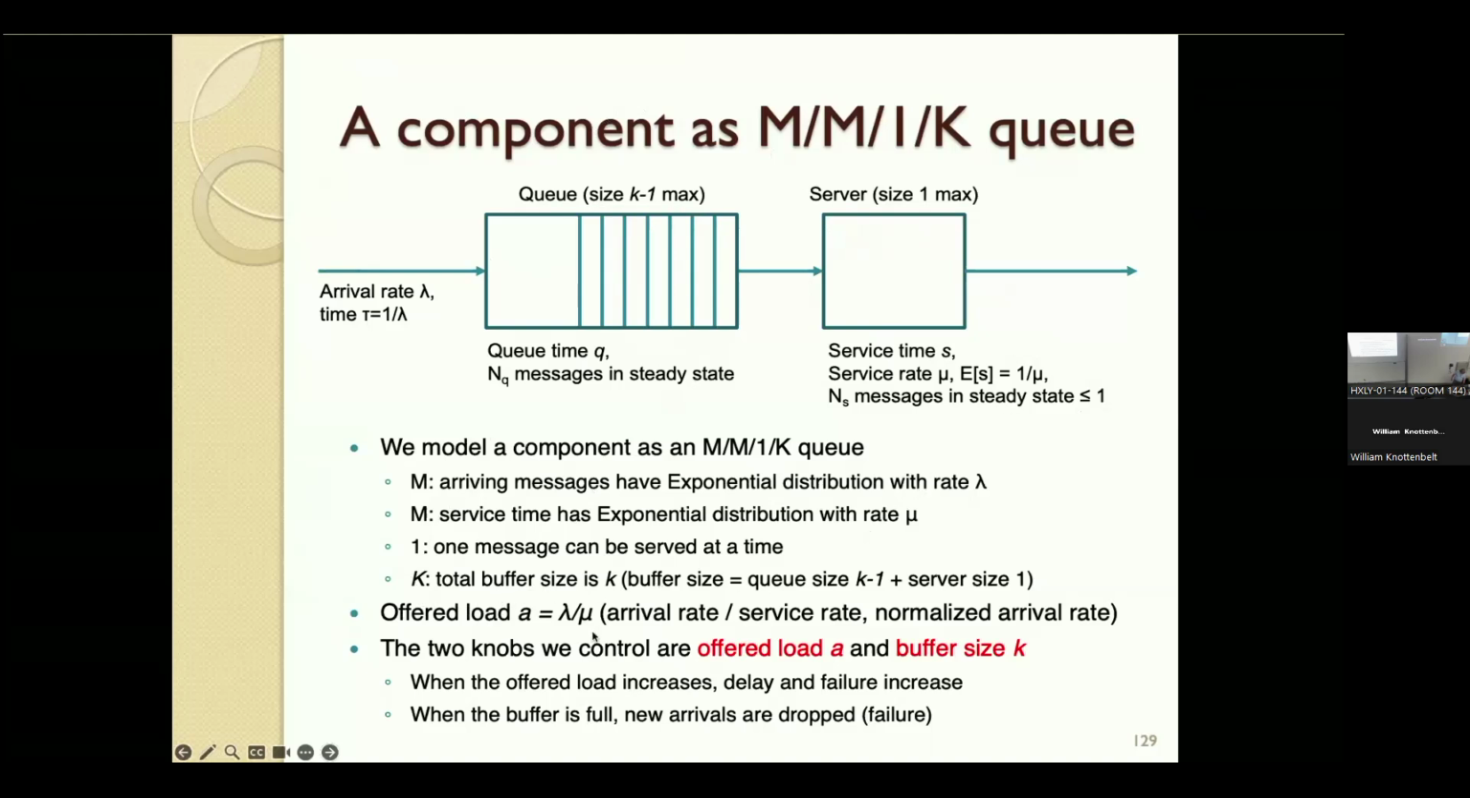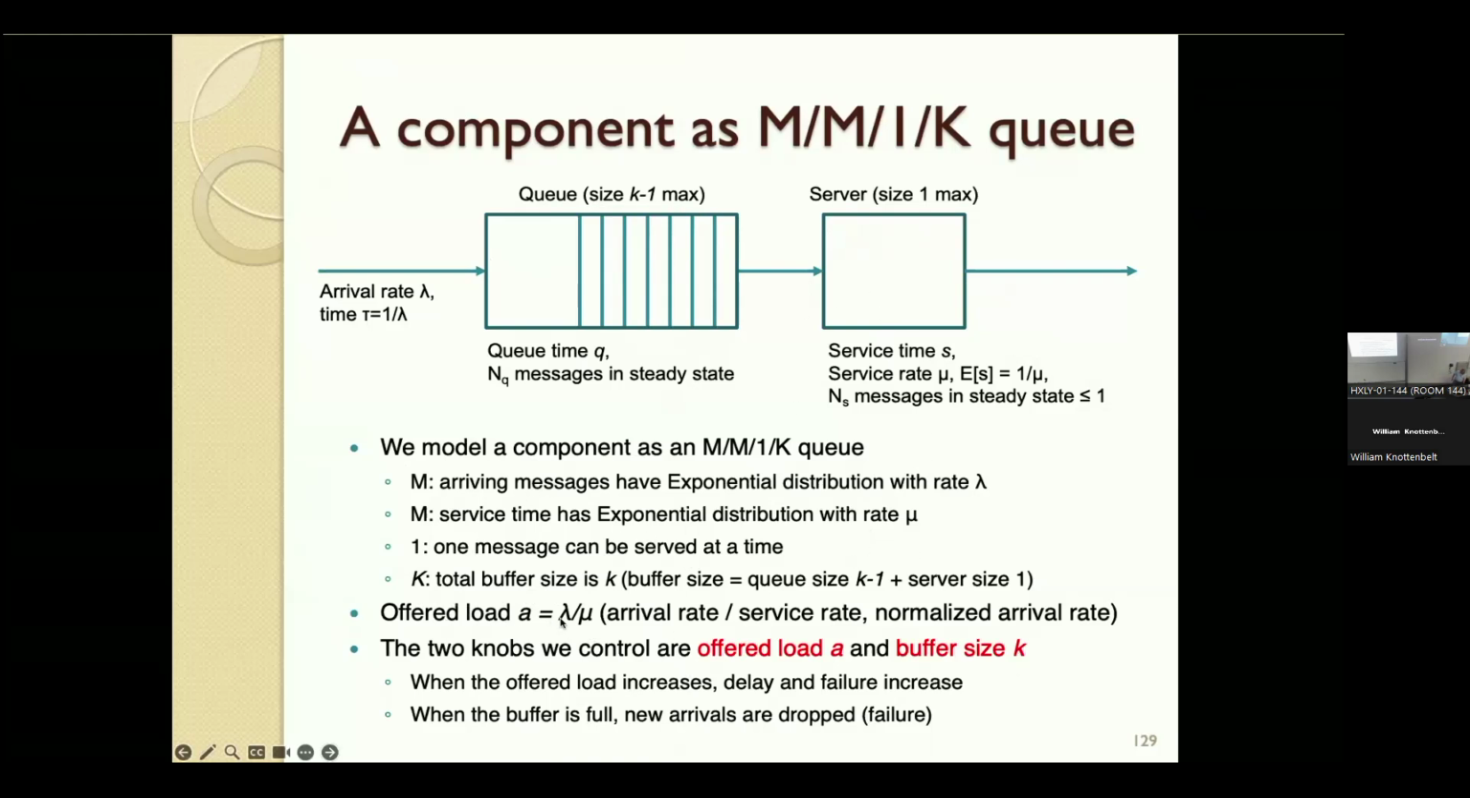The offered load A is basically lambda over mu, or lambda times 1 over mu. If A is equal to 1, that is the normalized amount of tasks you can actually handle. But it doesn't mean you can actually handle that many, because they're exponentially distributed and they might get bunched up, and we'll see what that does.